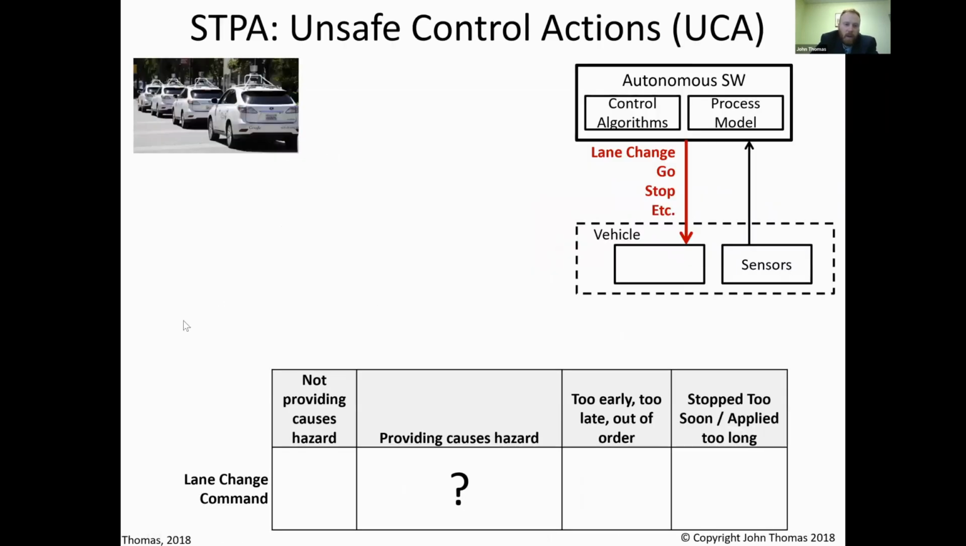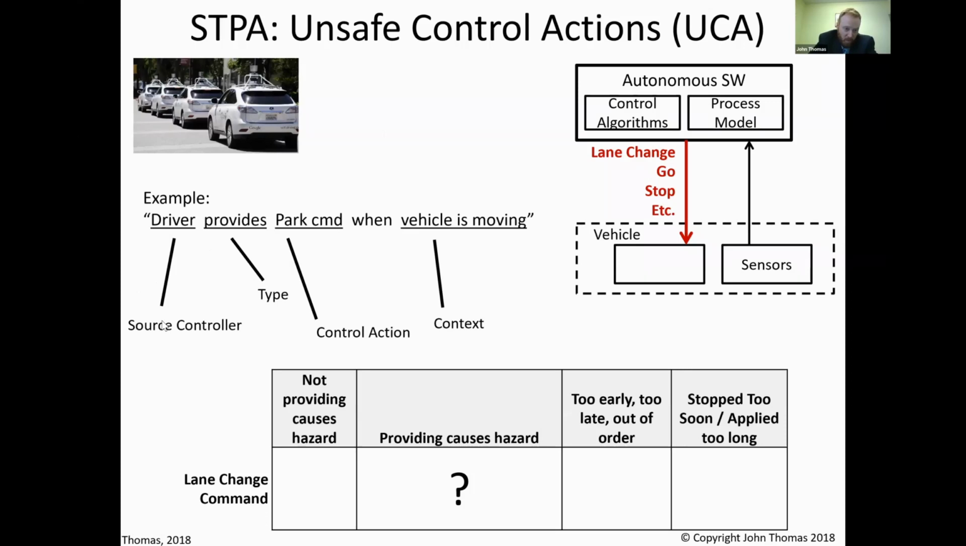Let's look at the downward arrows here, okay? So we've got lane change, go, stop. Let's look at the lane change command. Now you're going to help me. Let's look at this column right here. How could providing the lane change command cause a collision? Let's start with that kind of loss. Is there any way the lane change command could lead to a collision? How? Right, if there's a vehicle next to a car, let's be a little broader, when there's an object near, if the lane is not clear, perfect.